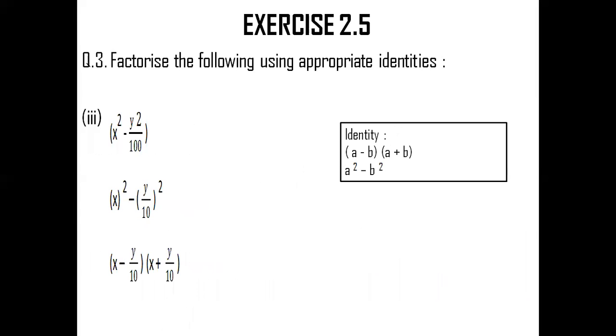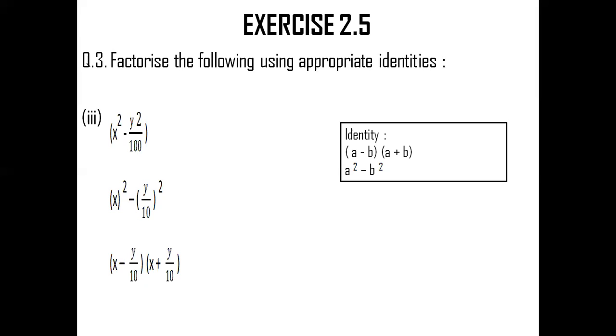Now let us do the third question. Factorize the following using appropriate identities. Very similar to the first two also, wherein we are supposed to factorize. And over here, you will realize the question is x squared minus y squared upon 100. So how many terms are there? Two terms. Now try to recall the identities that we discussed in the very first step.